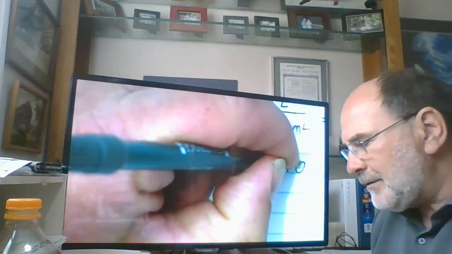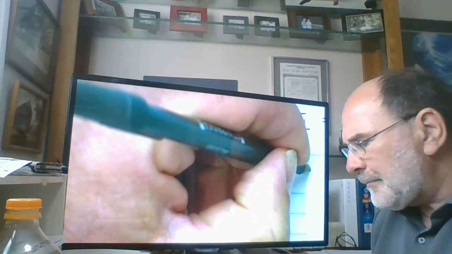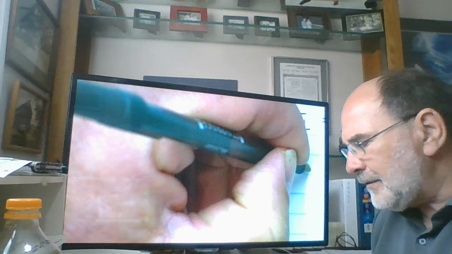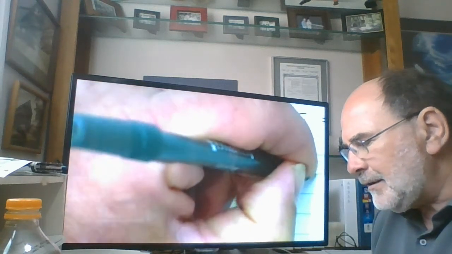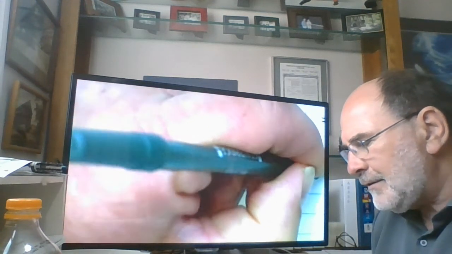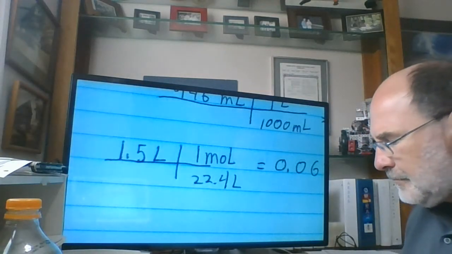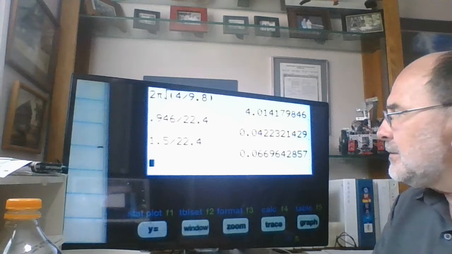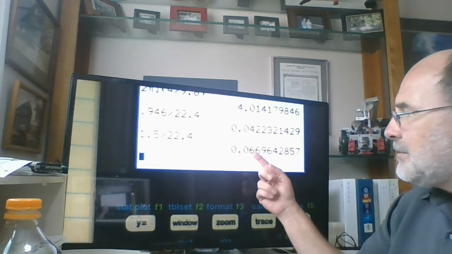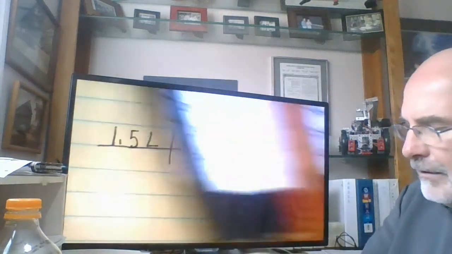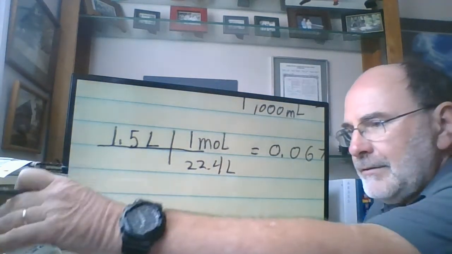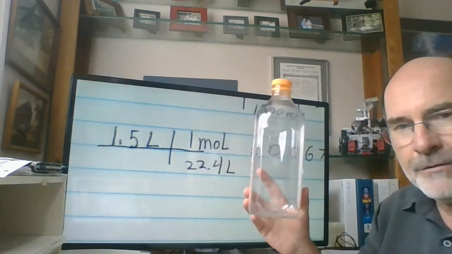So now I get 0.0670 moles to 3 significant figures. This number to 3 sig figs, 6, and then this rounds up to 7, 0. All right. So that is this empty orange juice container.